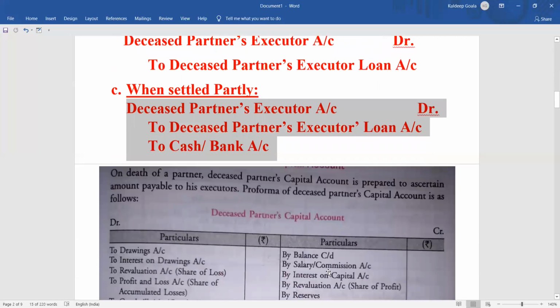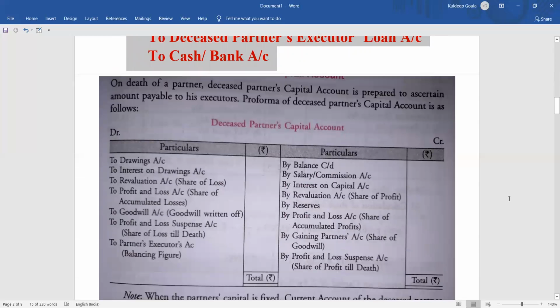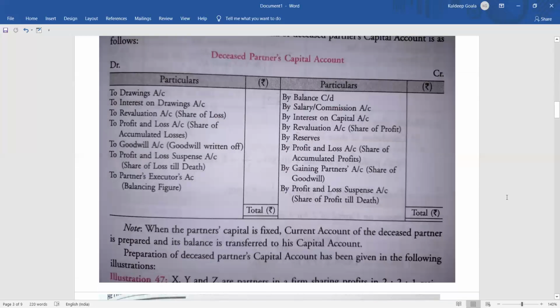Now I will show you the pro forma for the deceased partner's capital account, how the capital account appears. This is how the capital account has to be prepared. It is the same as what we learned in admission and retirement; death will also be the same thing. You start with the opening balance. If the capital has a credit balance, it will obviously come on the credit side, provided if it is debit, then you go with the debit side. Assuming it is a credit balance, it will be by balance carried down here. Then by salary or commission, whatever he is getting, everything will come on the credit side.